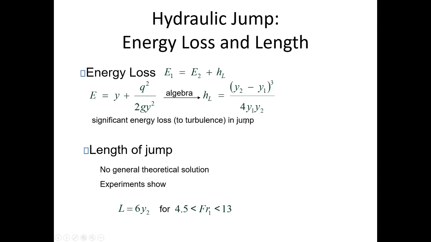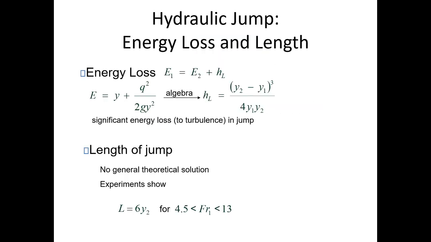in rectangular cross sections. And for the case of length of jump, I have to say that there is no general theoretical solution for the length of the jump or distance between the initial and sequent depths. Experimentally, we know that this length is 6 times greater than the sequent depth. This is for the case that the Froude number at section 1 is between 4.5 and 13.